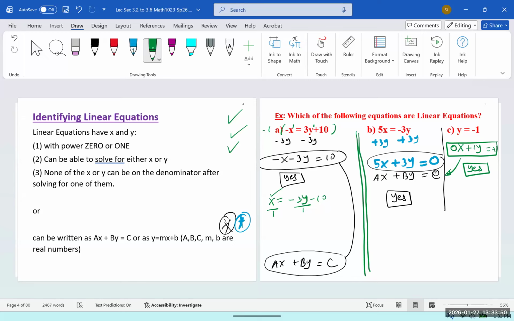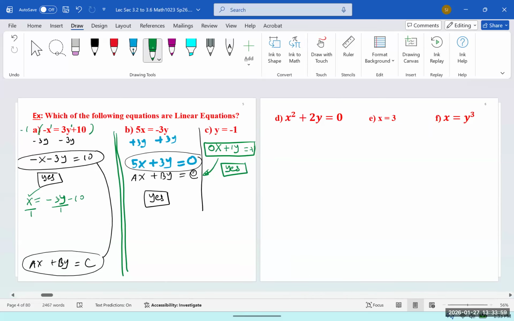Any questions so far? No? Can you explain C again?